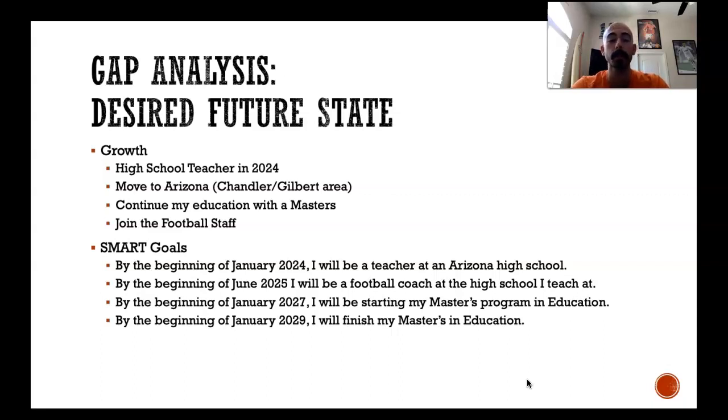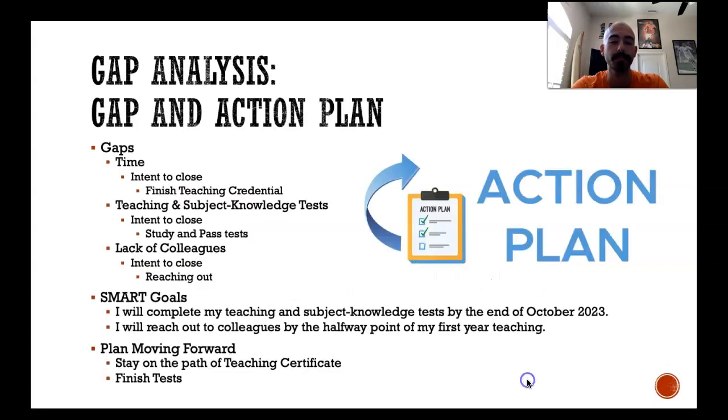SMART goals. I have 4 SMART goals. By the beginning of January 2024, I will be a teacher at Arizona High School. By the beginning of June 2025, I will be a football coach at the high school I teach at. By the beginning of January 2027, I will be starting my master's program in education. And by the beginning of January 2029, I will finish my master's in education.